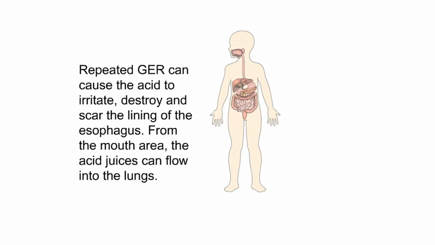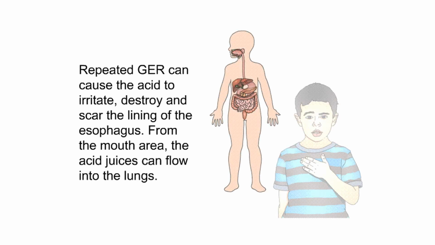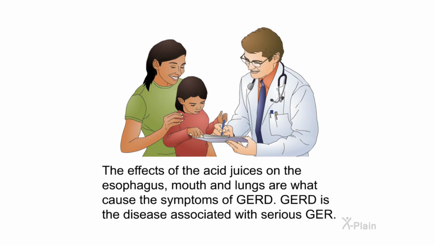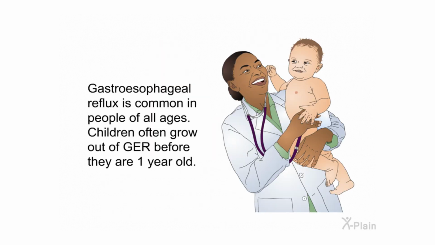Repeated GER can cause the acid to irritate, destroy, and scar the lining of the esophagus. From the mouth area, the acid juices can flow into the lungs. The effects of the acid juices on the esophagus, mouth, and lungs are what cause the symptoms of GERD. GERD is the disease associated with serious GER. Gastroesophageal reflux is common in people of all ages. Children often grow out of GER before they are 1 year old.